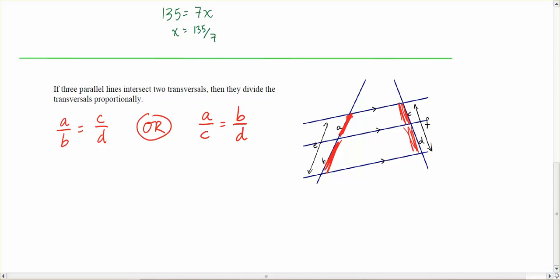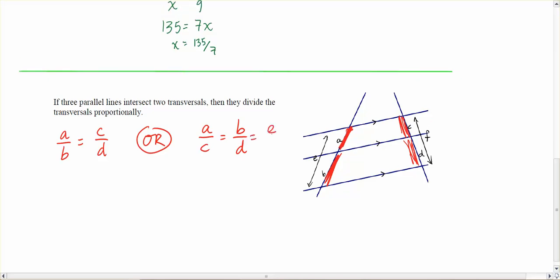In this second one, though, you notice we're doing stuff from the left over stuff from the right. A over C, B over D. So you can actually equate that with E over F as well.